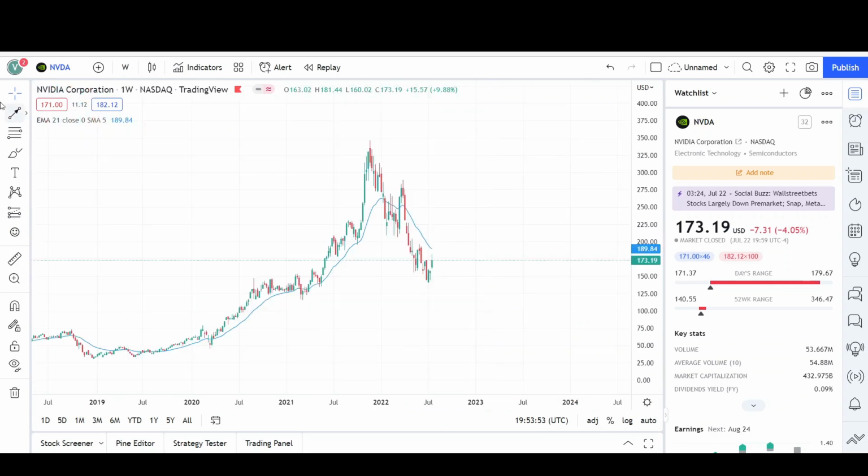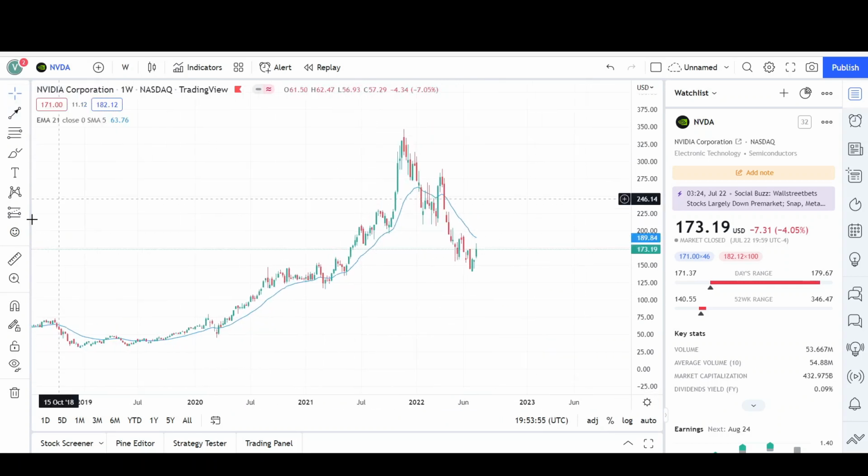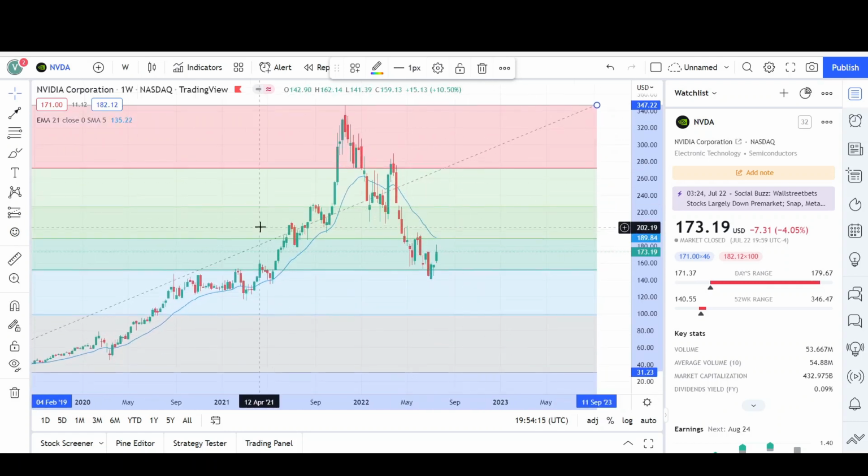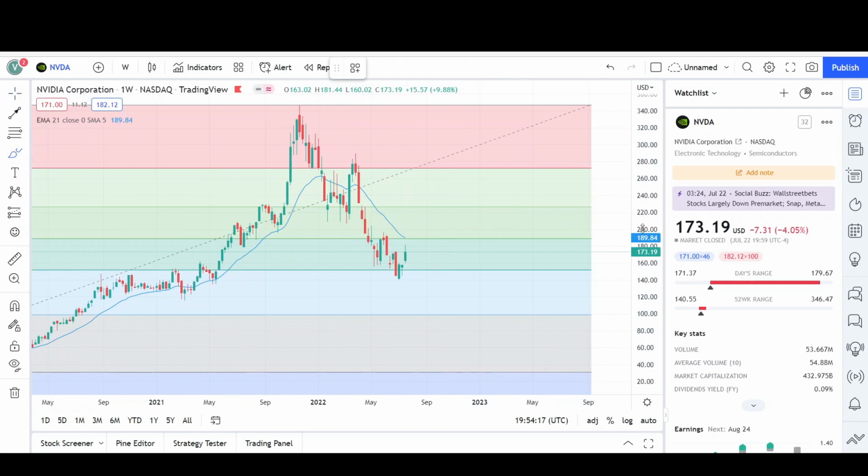And here we have the weekly chart for Nvidia. If I do a Fibonacci retracement from the lows of this uptrend all the way to the highs, you can see that the 618 level is at the 151.94, and that's pretty much where we found some type of support and we bounced. That's pretty much where the downtrend has kind of played out, and it looks like we're getting nice follow through. So we'll have to wait and see if we can break this EMA on the weekly chart.